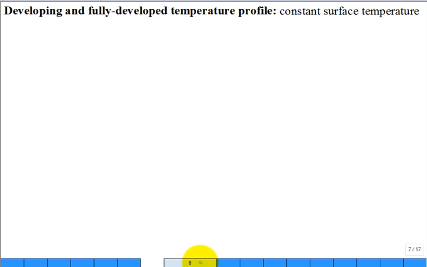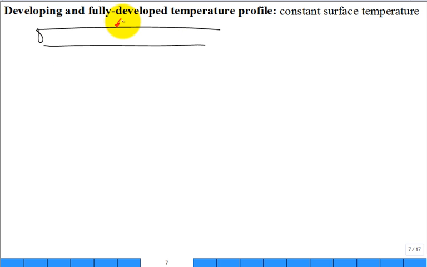Now let's talk about developing and fully developed temperature profiles in the case where we have a constant surface temperature for the wall of the pipe. We had a constant heat flux, but now let's do it for the wall of the pipe. So here's our pipe. We come down. And what's constant? The temperature of the surface of the pipe. I'm really interested in, as a function of distance from the entrance region 0 to becoming fully developed thermally, a bunch of temperature profiles.